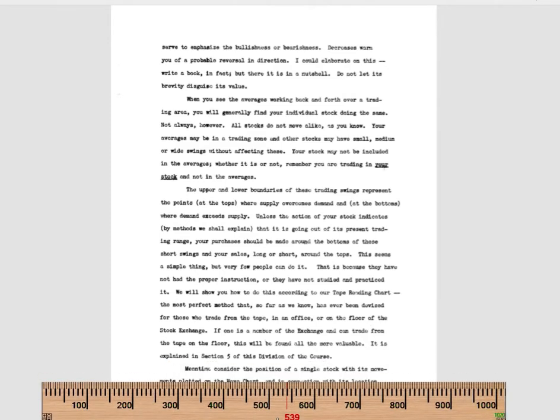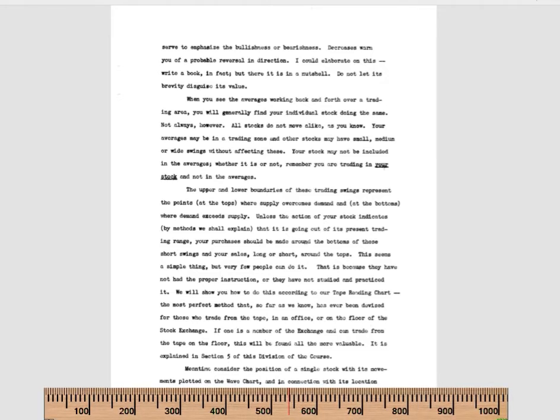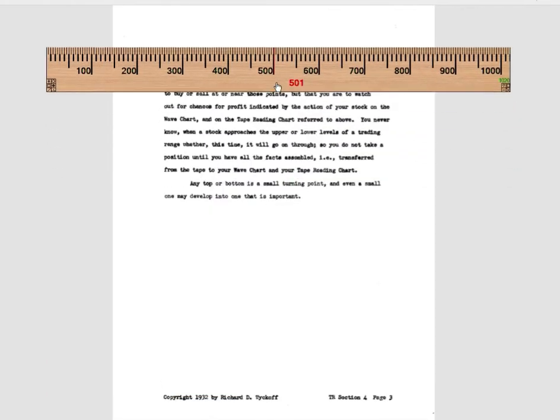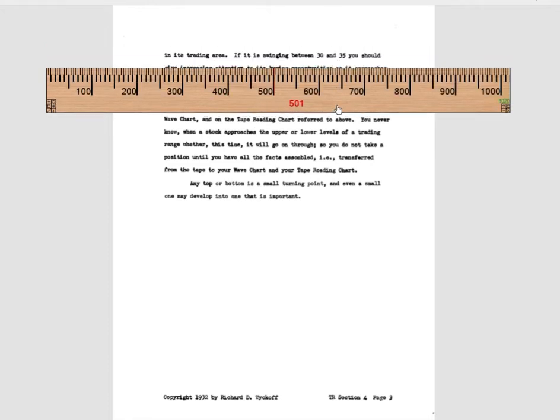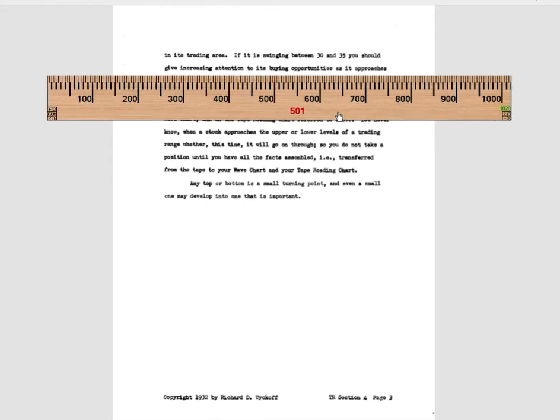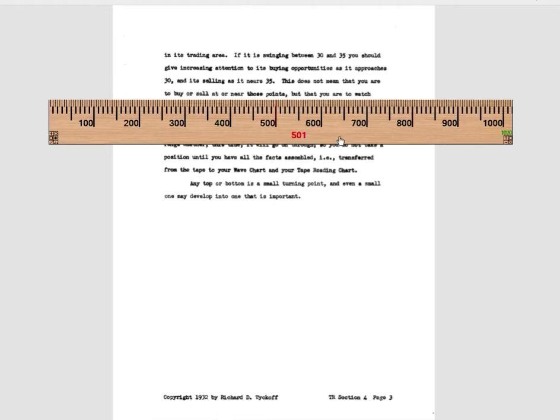Meanwhile, consider the position of a single stock within its movement plotted on the wave chart and in connection with its location in its trading area. If it is swinging back and forth, and here's just an example, between 30 and 35, you should give immediate attention to its buying opportunities as it approaches 30 and its selling opportunities as it's near 35.